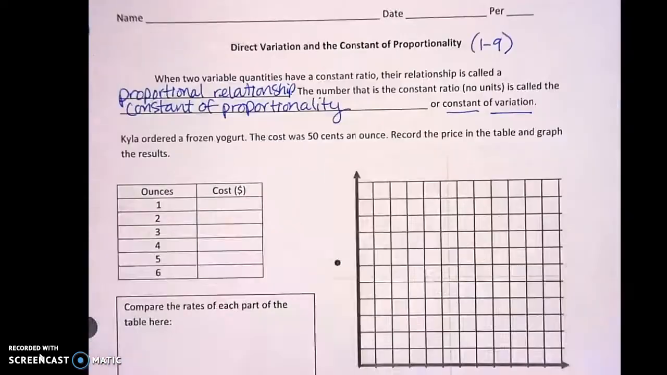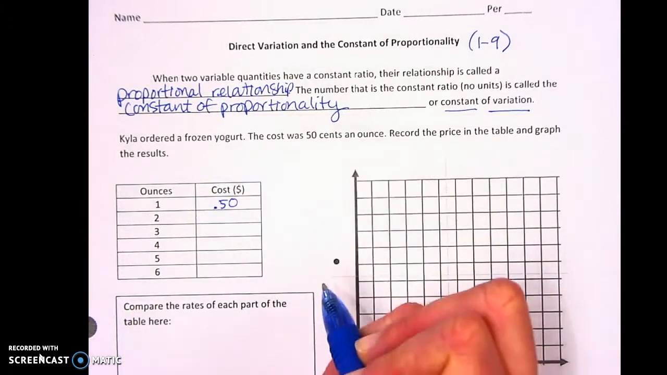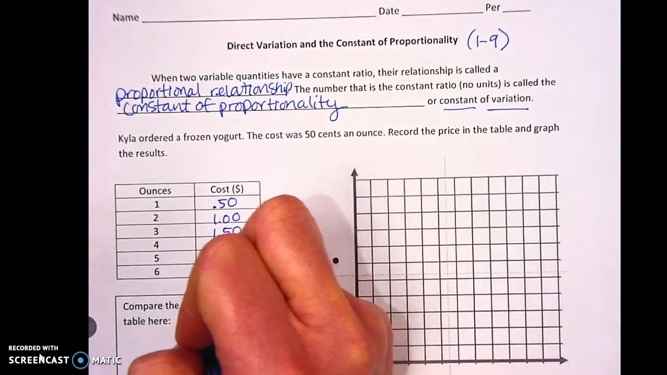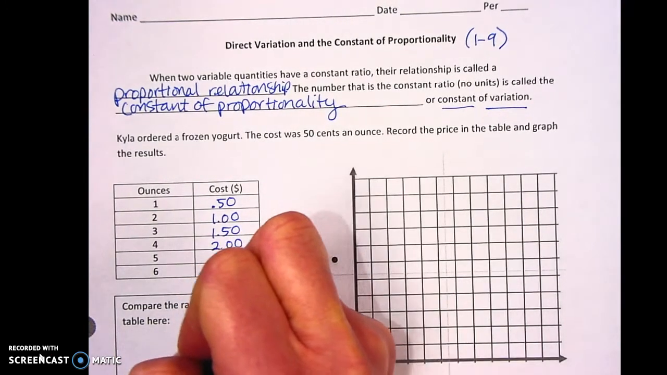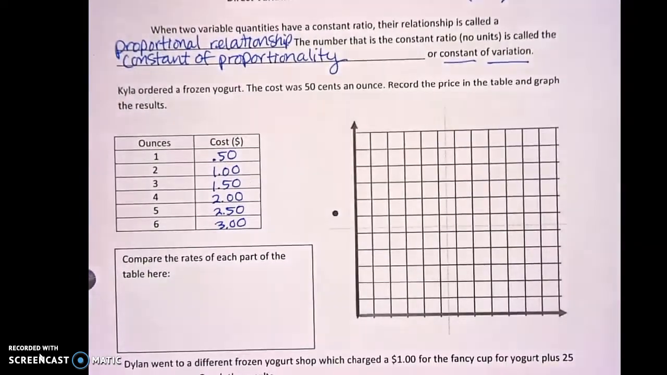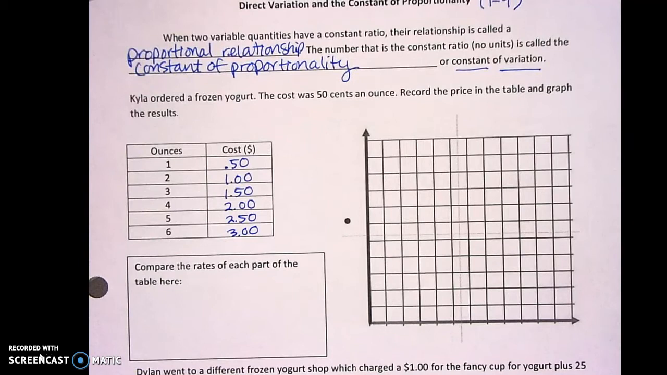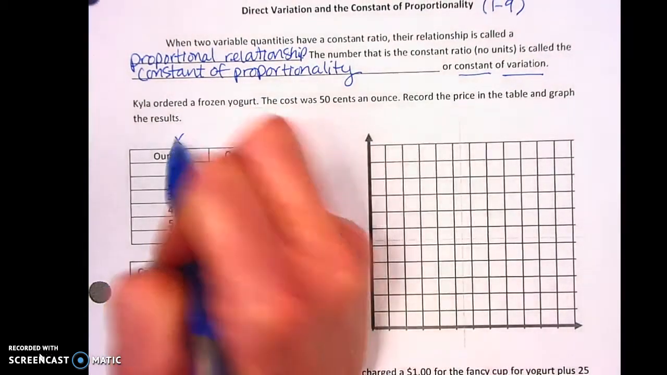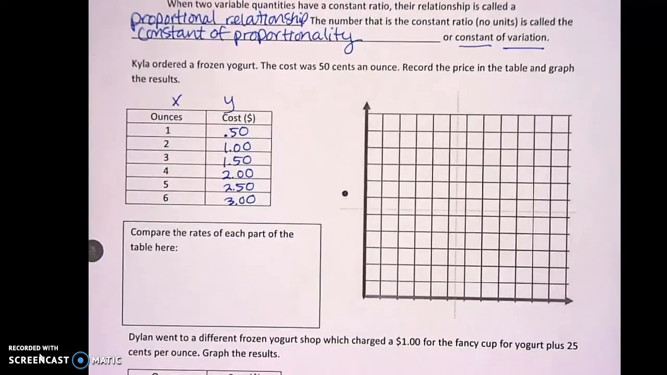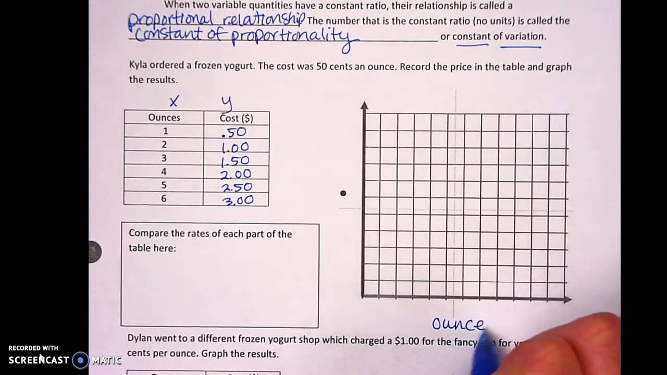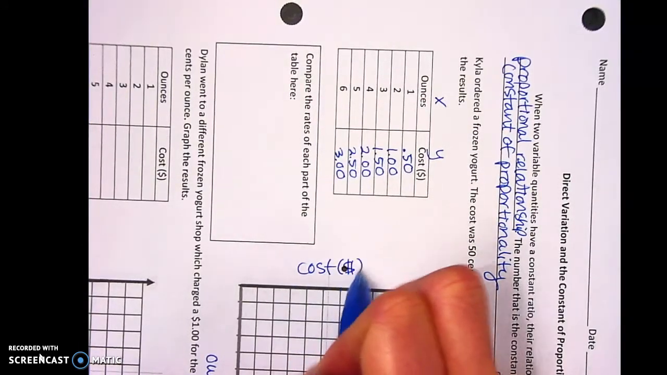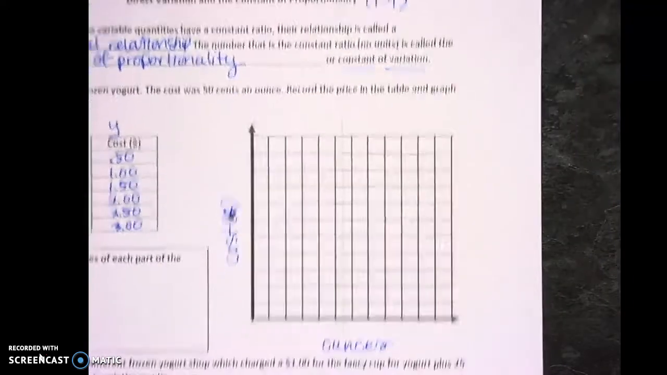All right, so if she buys 1 ounce, 50 cents. 2 ounces, double it, $1. 3 ounces, $1.50. Keep adding 50 cents. $2, $2.50, $3. All right, now graphing this. So a reminder that whenever we have a table, our x value is the first one and our y value is the second. So I need to label on my x-axis ounces and cost in dollars on the y-axis.